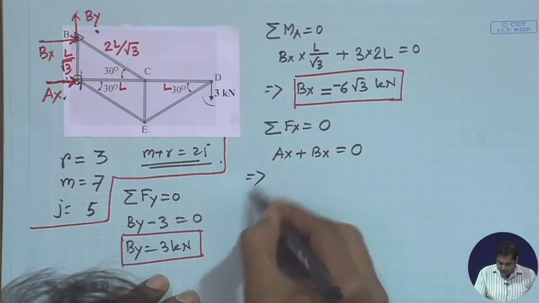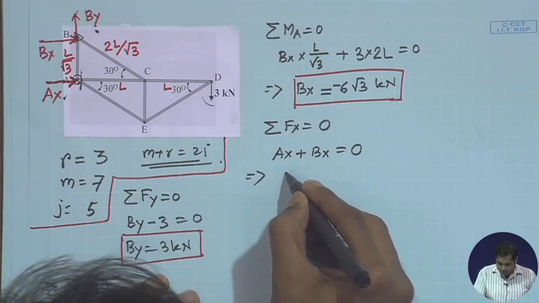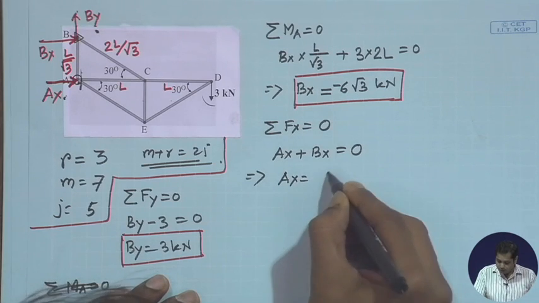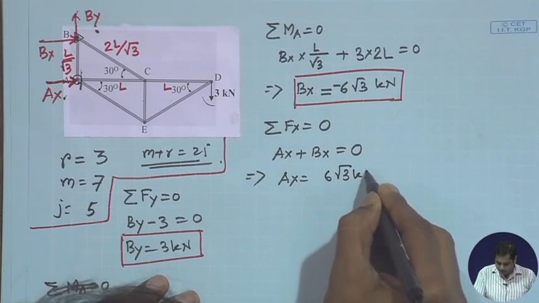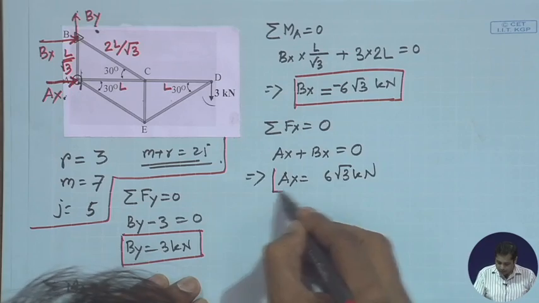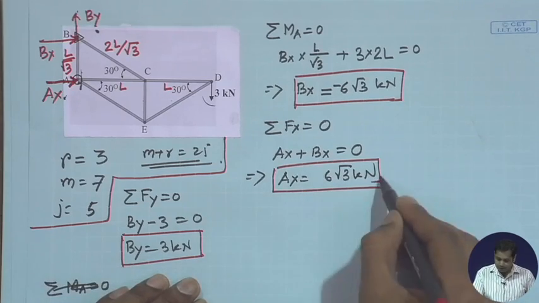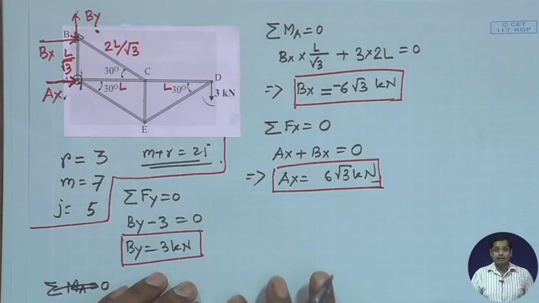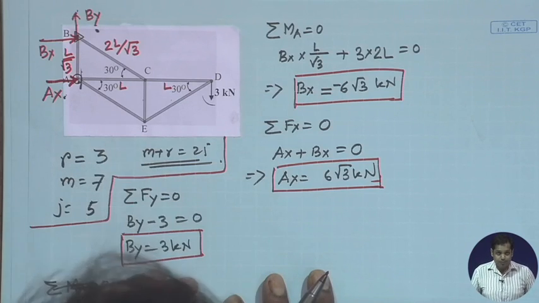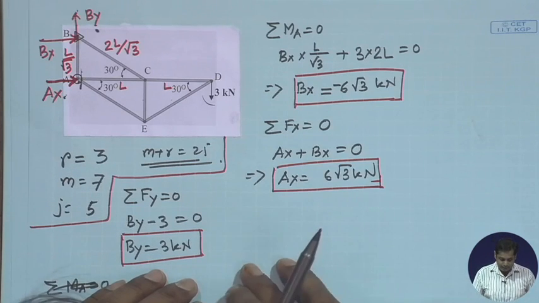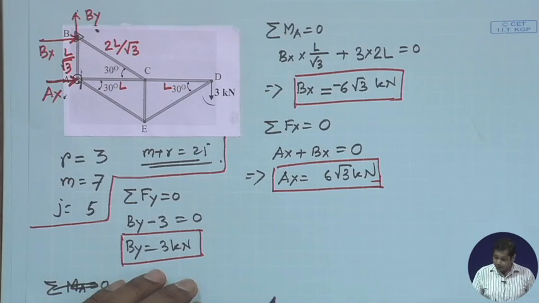So this directly gives that Ax is equal to 6 root 3 kilonewton. So this is the support reaction. So we have obtained the support reactions, right. Now, let us determine the member forces.